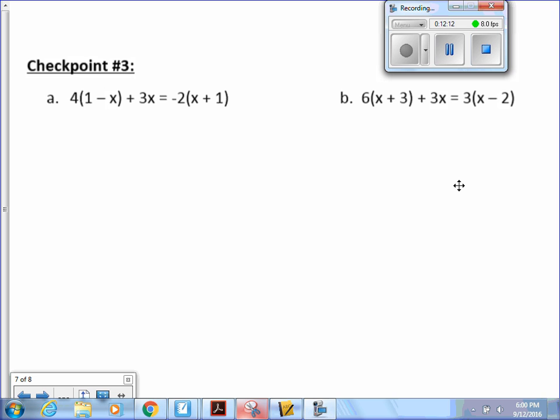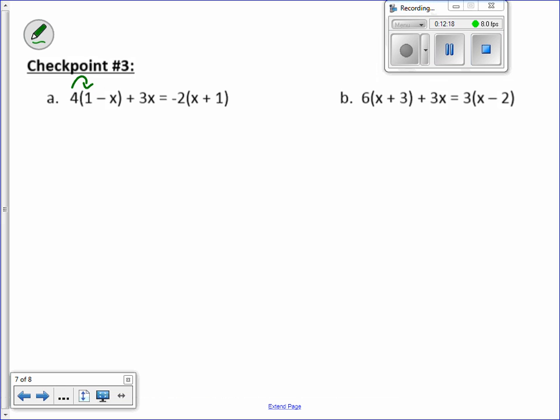If we look at this first one, we know we need to simplify first. And we have a lot of parentheses here. So I have to distribute the outside terms. I have an outside term here. I must distribute. So 4 times 1 gives me 4 minus 4x, plus 3x is going to be equal to, now I have to distribute that negative 2. I get negative 2x minus 2. Notice once I distribute those outside terms, I can drop my parentheses.